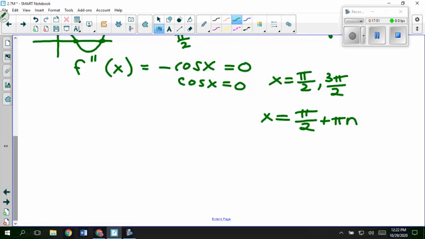And if you think about that, 1/2 plus pi is going to be 3.5, and we'll just continue to do that. Sometimes it's written as plus or minus. So that would be a little bit more direct where our inflection points are.